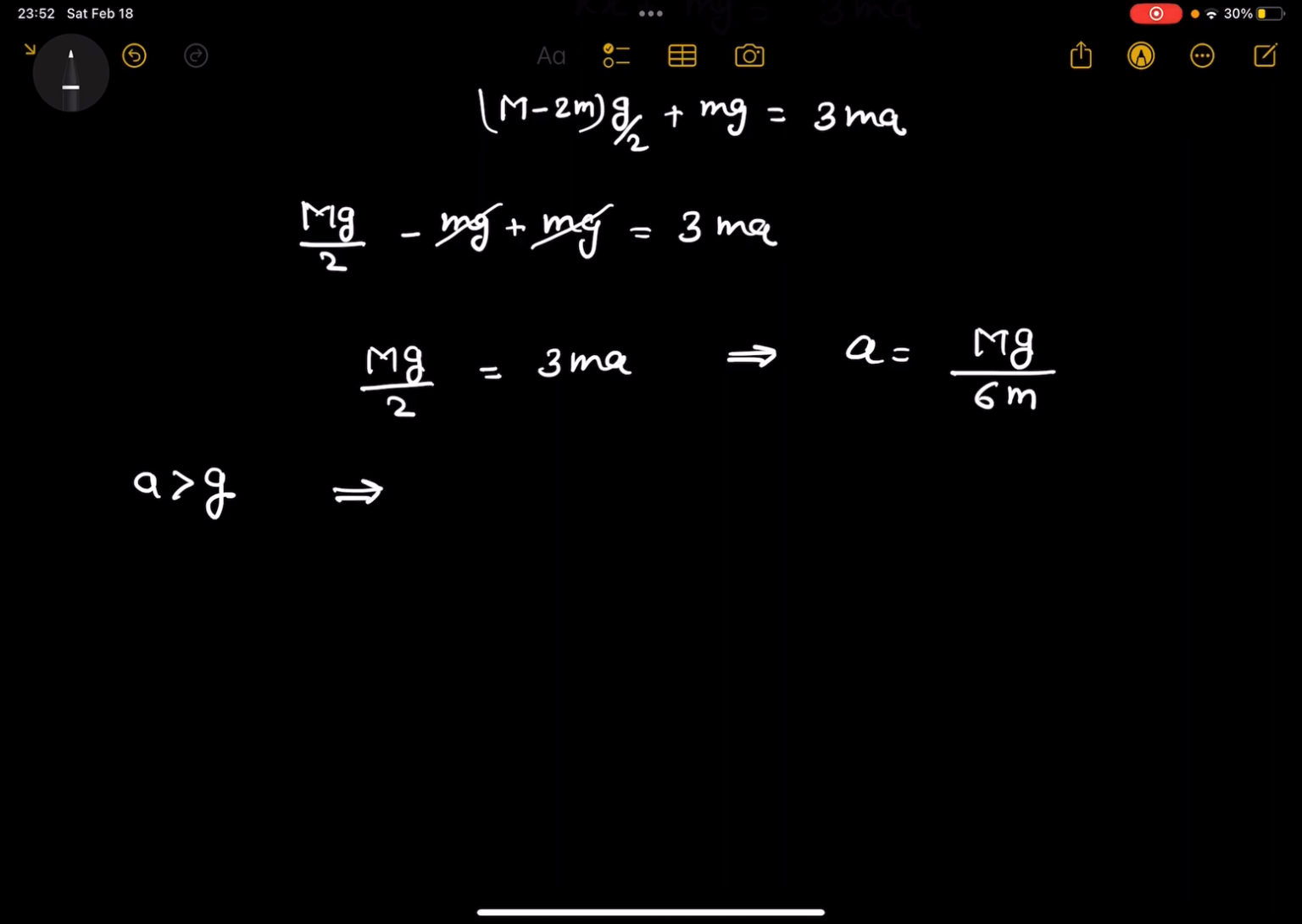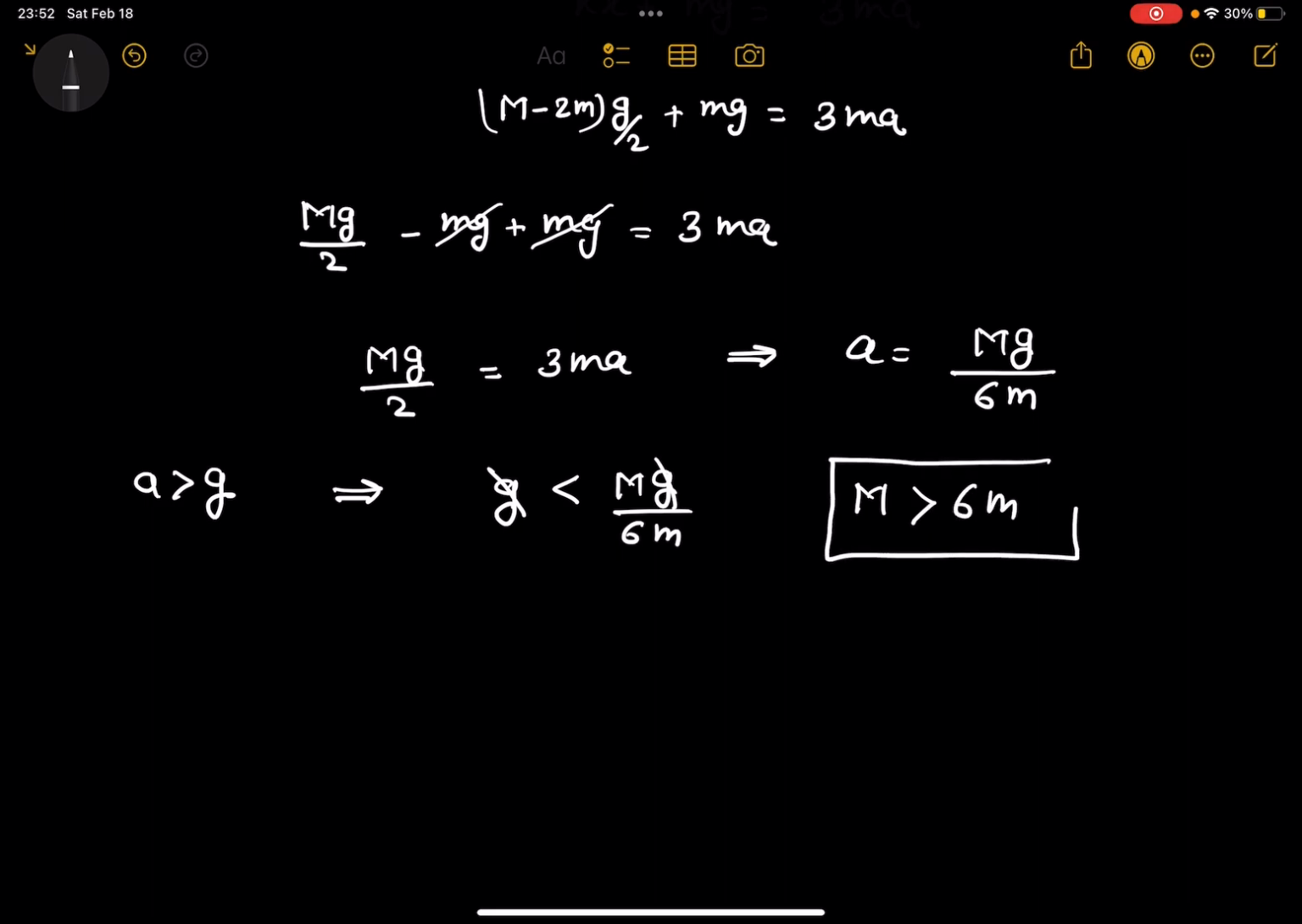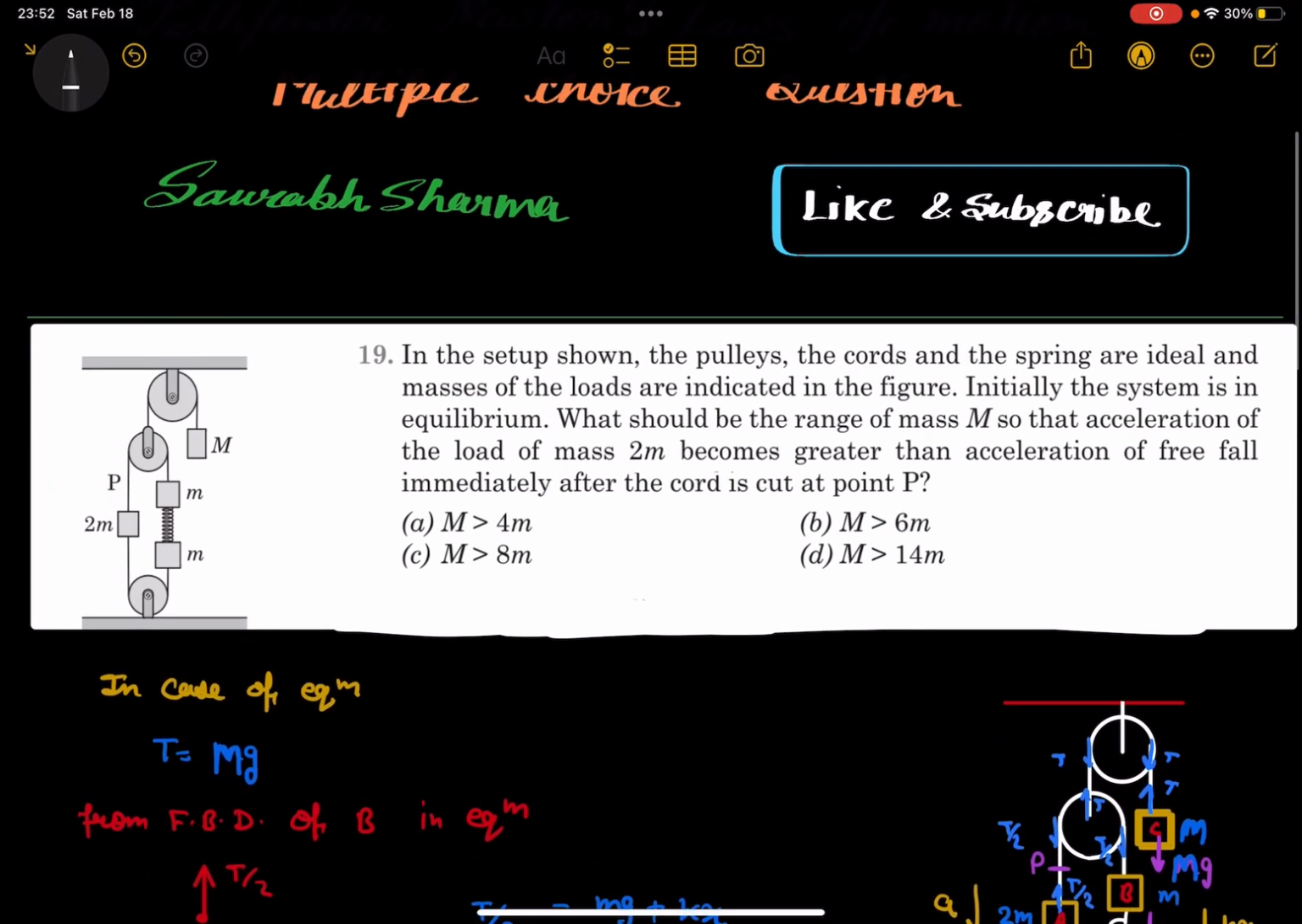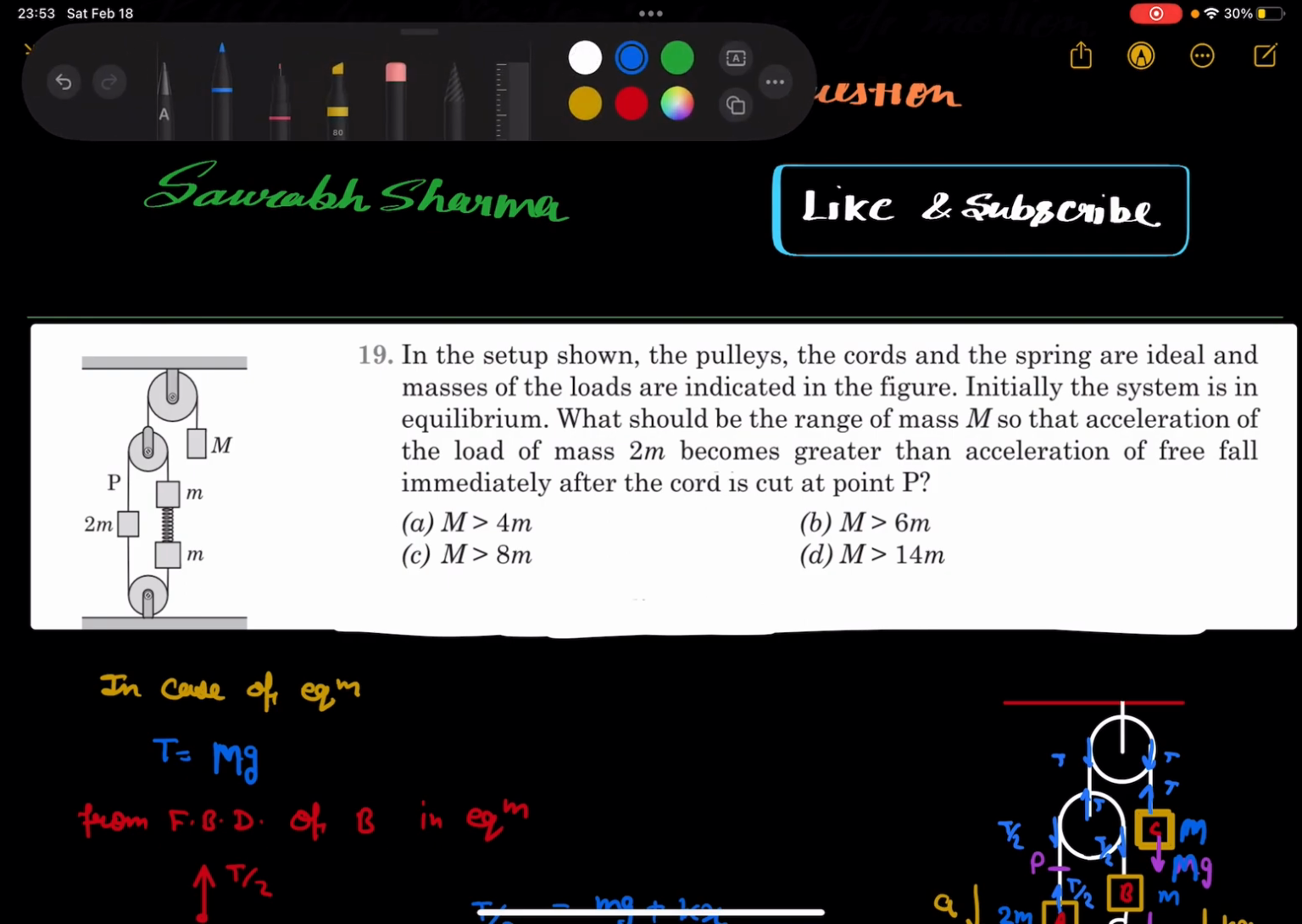So I want to say that the acceleration is greater than 0. So we can say that g is greater than or equal to capital Mg upon 6m. So g and g cancel out, the M should be greater than 6m. This is your answer. So the value of the capital M mass should be greater than or equal to 6m. Then we can say that after cutting the cord the 2m has an acceleration more than g. So the answer is B. Thank you so much for watching this video.